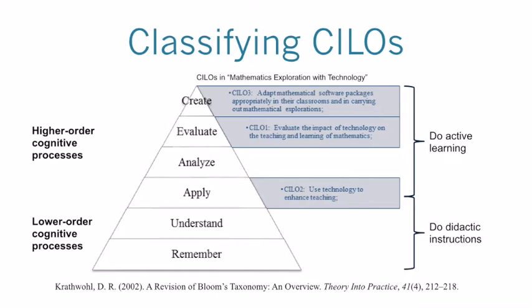Up one more level is analyze, and we go up again, we have evaluate, which is linked to another learning outcome, which says evaluate the impact of technology on the teaching and learning of mathematics. And finally, at the top level, we have create, and we also have a corresponding learning outcome, which is to adapt mathematical software packages appropriately in their classroom and in carrying out mathematics explorations.